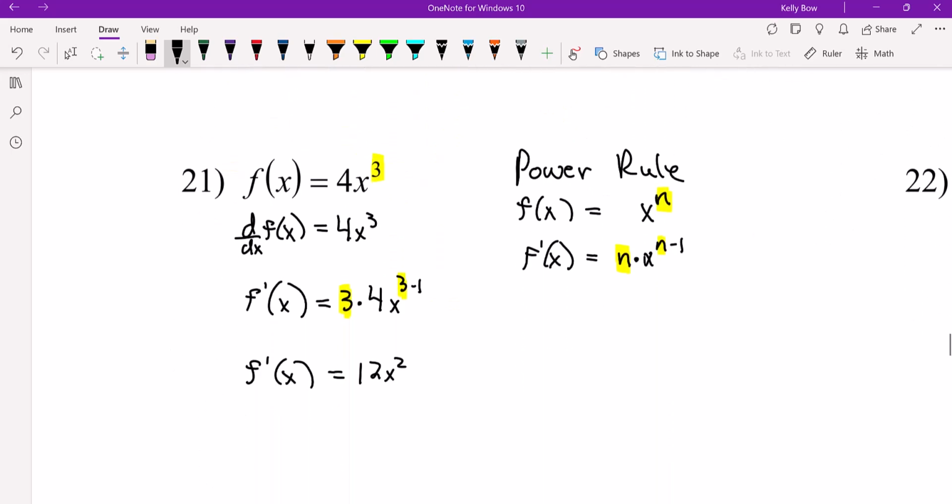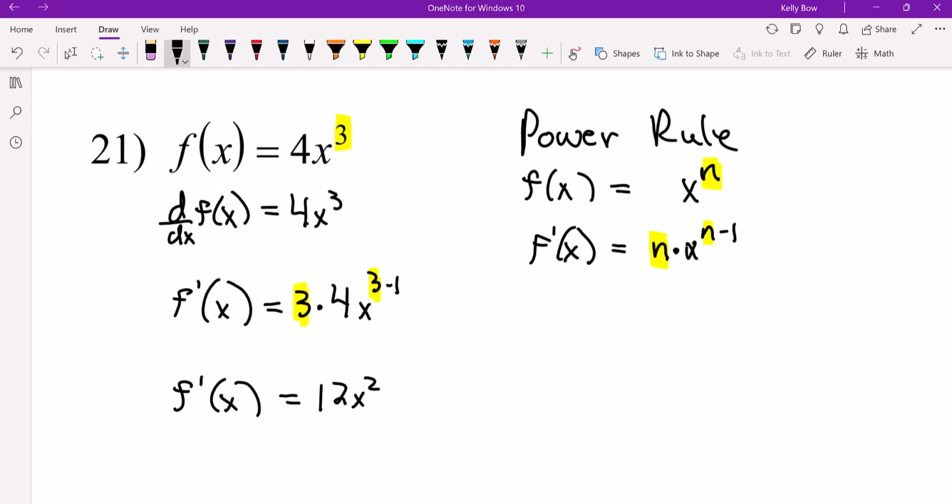Okay, now we've got the power rule. And this is what the power rule says, that if you've got x to the n, the n comes in front times x to the n subtract 1. So here I'm telling you to take the derivative of f of x, which is 4x cubed. Now we're going to take this exponent of 3, bring it in front, times 4x to the 3 subtract 1, and then 3 times 4 is 12, 3 subtract 1, 12x squared. This is the derivative function.